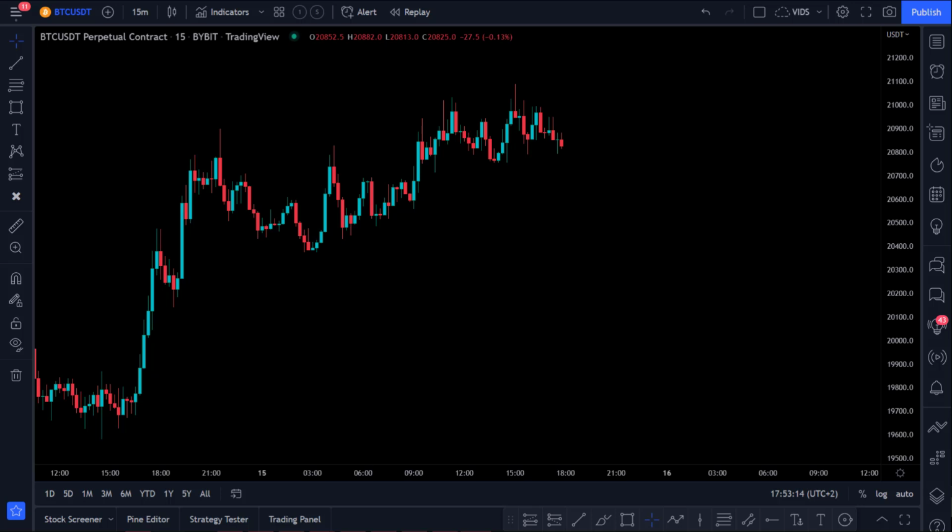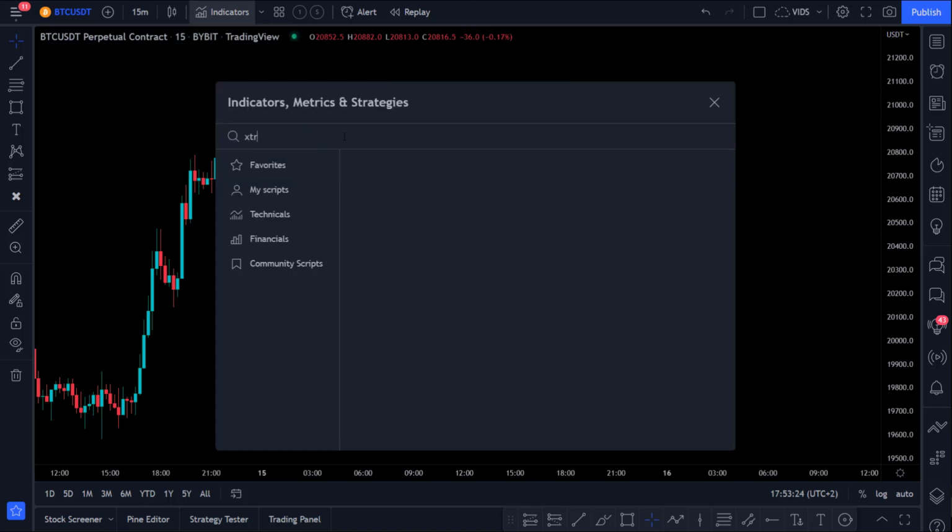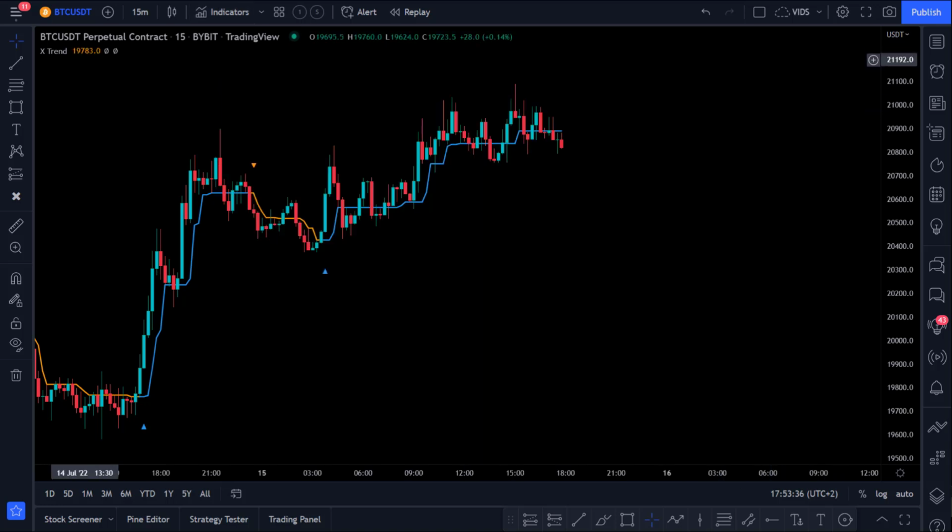You can execute this day trading strategy on cryptocurrencies, forex, and the stock market. For now, I'll use the price chart of Bitcoin. We use two indicators for this strategy. The first indicator is the extreme trend indicator. Fill in extreme trend and click on this indicator. As you can see, very few people use this indicator yet, which makes it even more special.